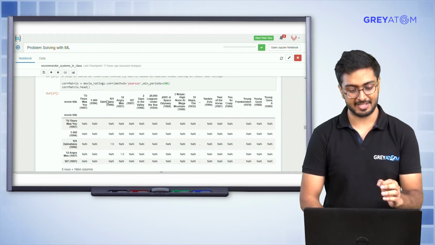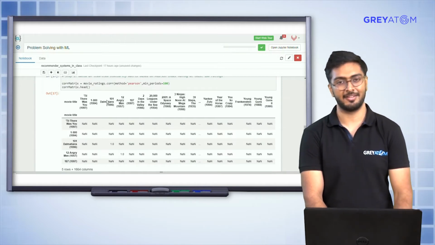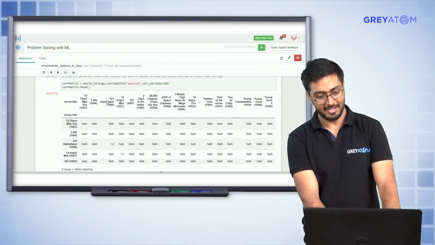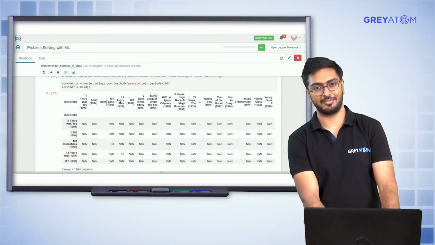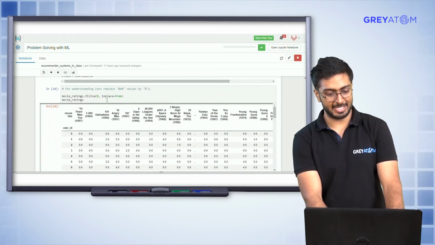That obviously is going to take some amount of time to calculate if you just try running it right now. The more items you have on your website, the more time it would take to calculate item correlation, right? And once you do that, we'll keep it there as it is.